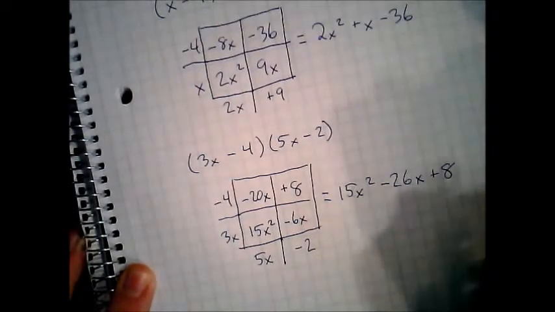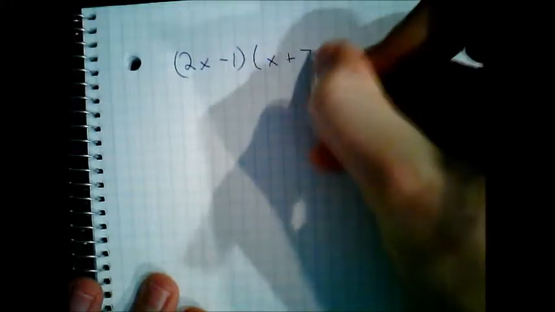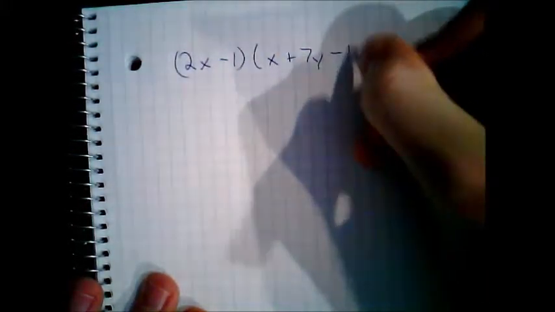All right, and let's look at one more type of example. Okay, hopefully this is getting very easy, as it should. This isn't a complicated skill as long as we understand what we're doing and we know how to organize our work. So we have 2x minus 1 times x plus 7y minus 10.